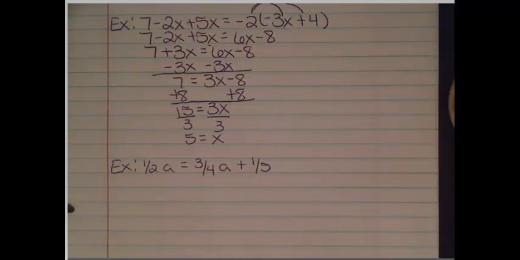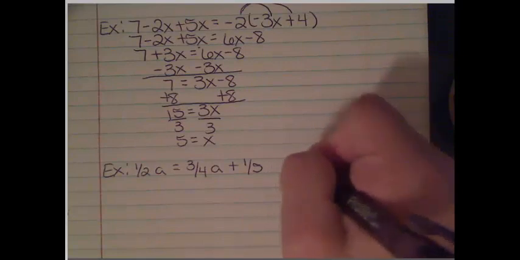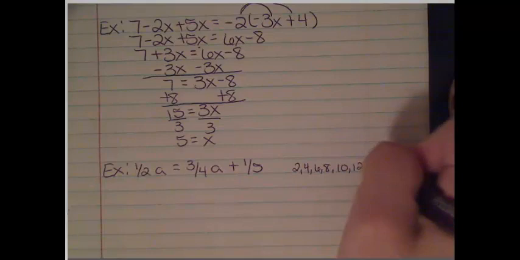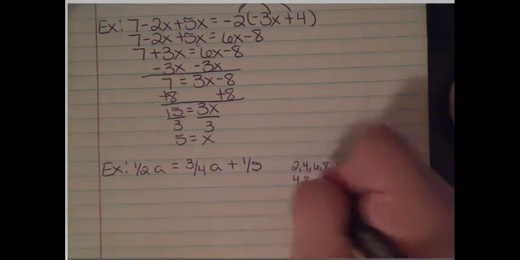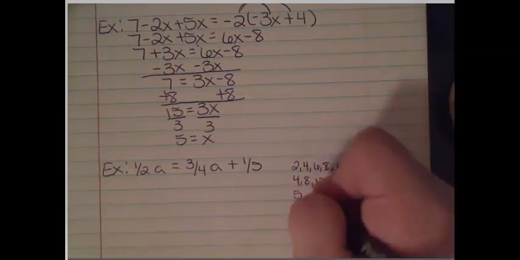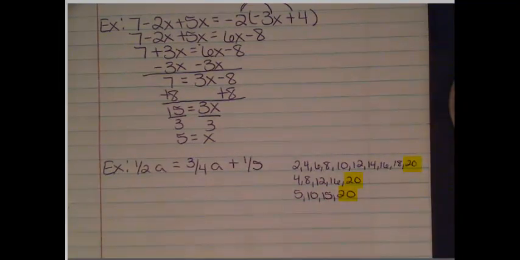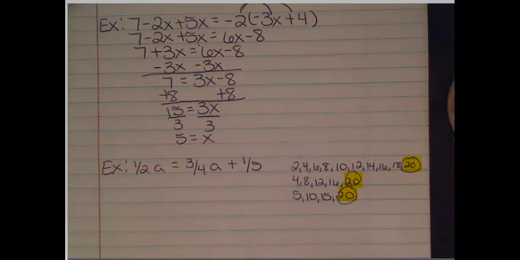So if you don't know, over to the side you can write out your 2's, your 4's, and your 5's until you see something that's in common with all of them. So do we see something? Yeah, 20. 20 is in common with all of those. That means 2 will go into 20, 4 will go into 20, 5 will go into 20. So that's our least common denominator.